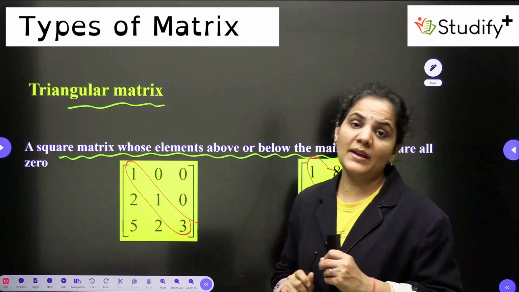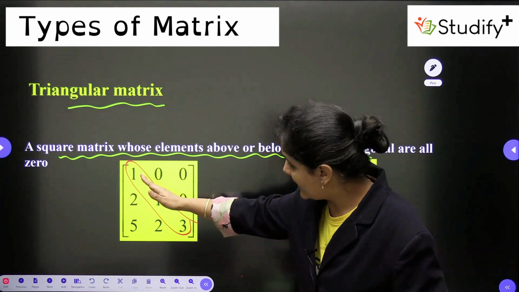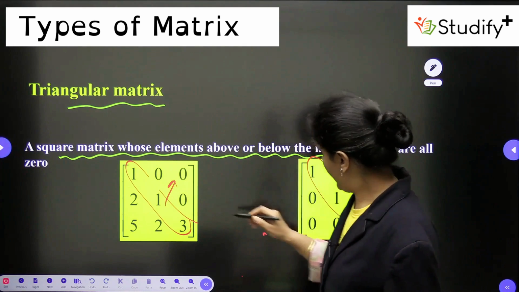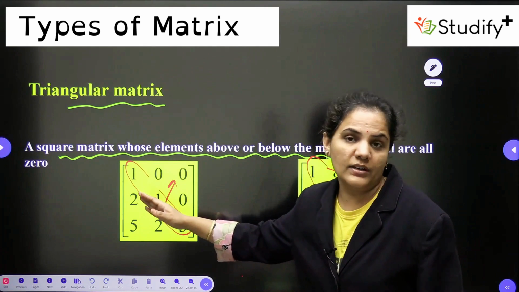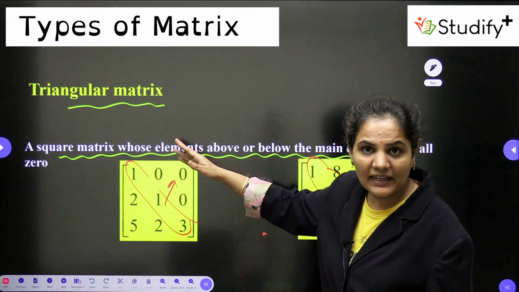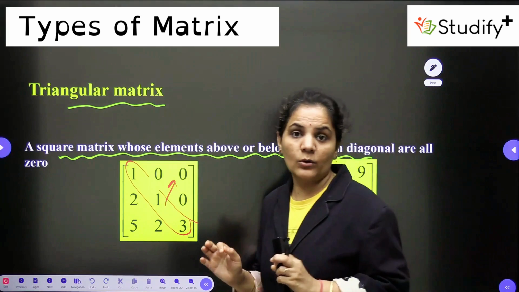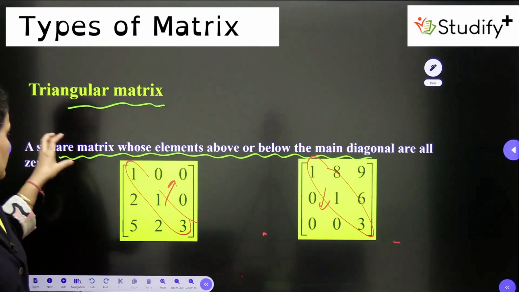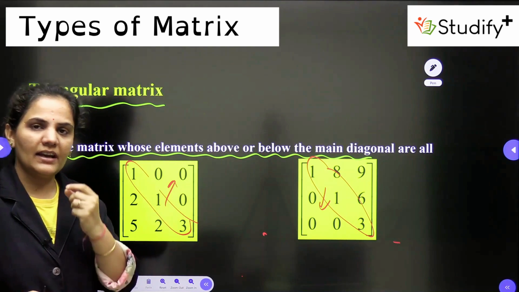So a triangular matrix is a square matrix in which all the elements above or below, here I can see above and here the below. So a square matrix whose elements above its principal diagonal or below its principal diagonal are all 0. That is called the triangular matrix.